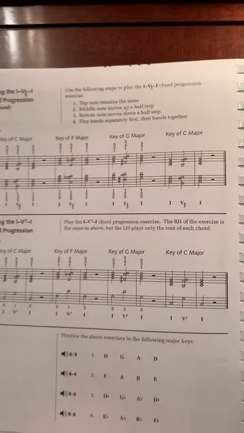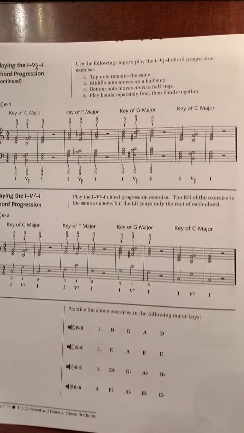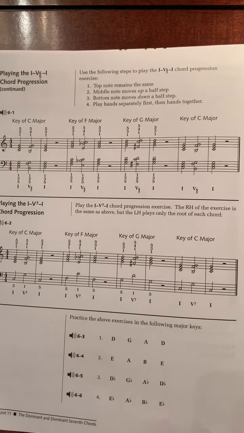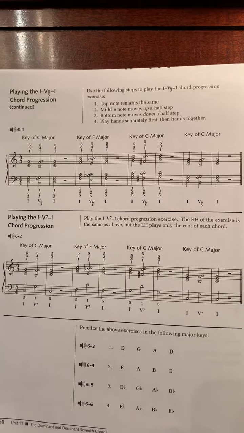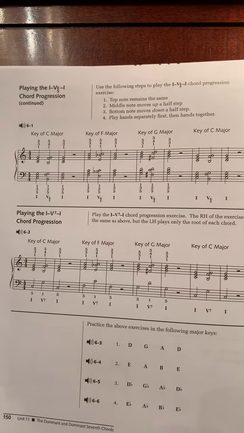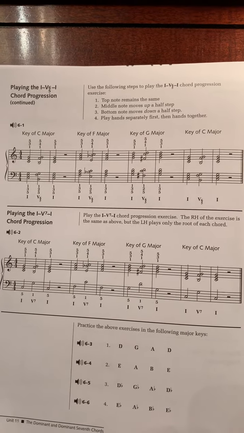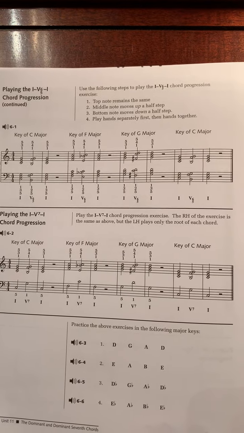If you see on the next page, on 150, the top line, they've got it written out for you in C, F, and G. And like always, if you could do those in D, A, and E, we'll try to do them with the dominant 7ths.